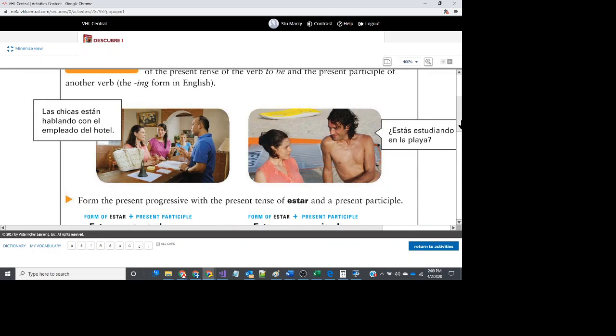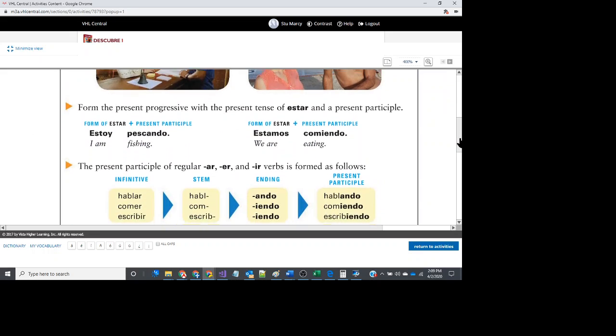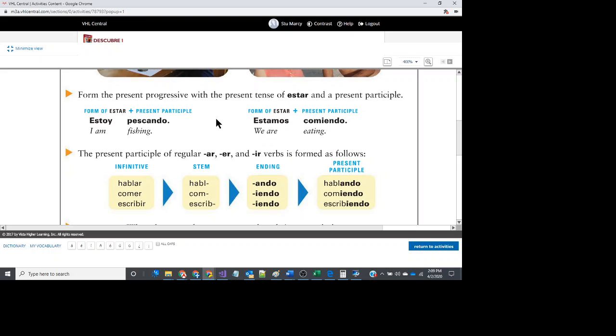Okay, so a couple examples in here. Las chicas están hablando. They are talking or speaking. ¿Estás estudiando? Are you studying on the beach? And this came up in our last lesson when we were doing that. Voy a ir. I'm going to go.